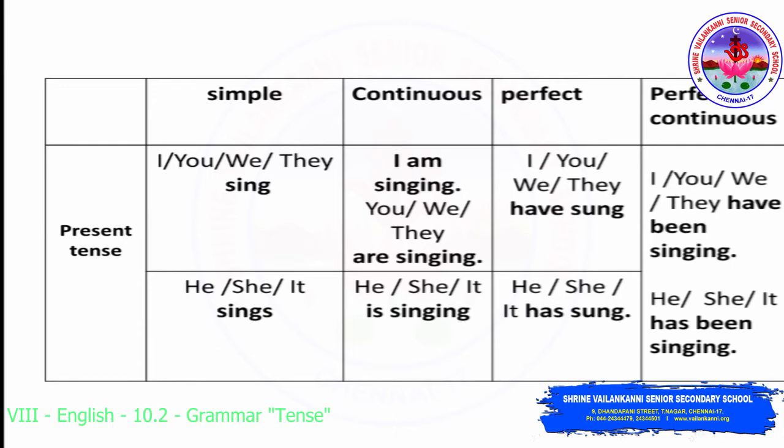Now repeat with me so that you can memorize it well. Now for simple present tense, we say it as I sing, you sing, we sing, they sing. He sings, she sings, it sings. Okay?